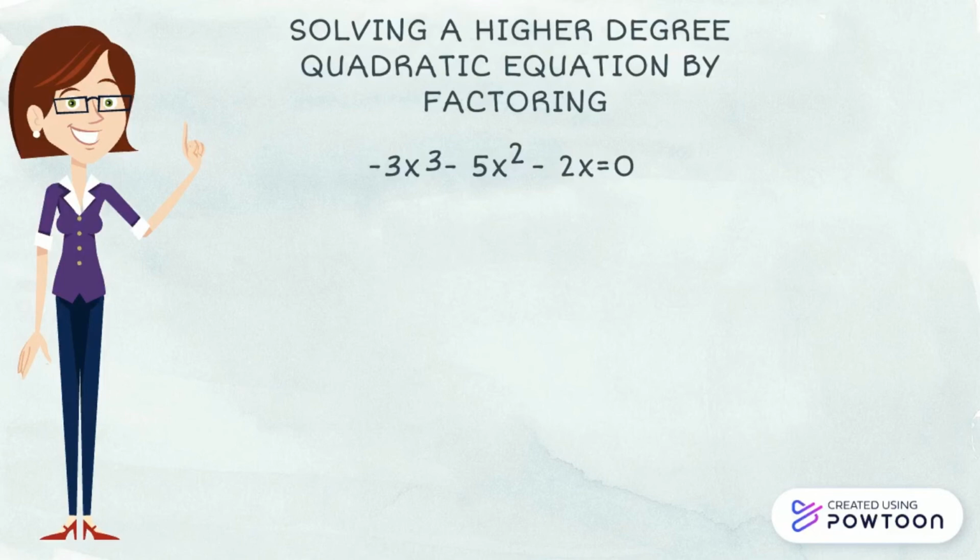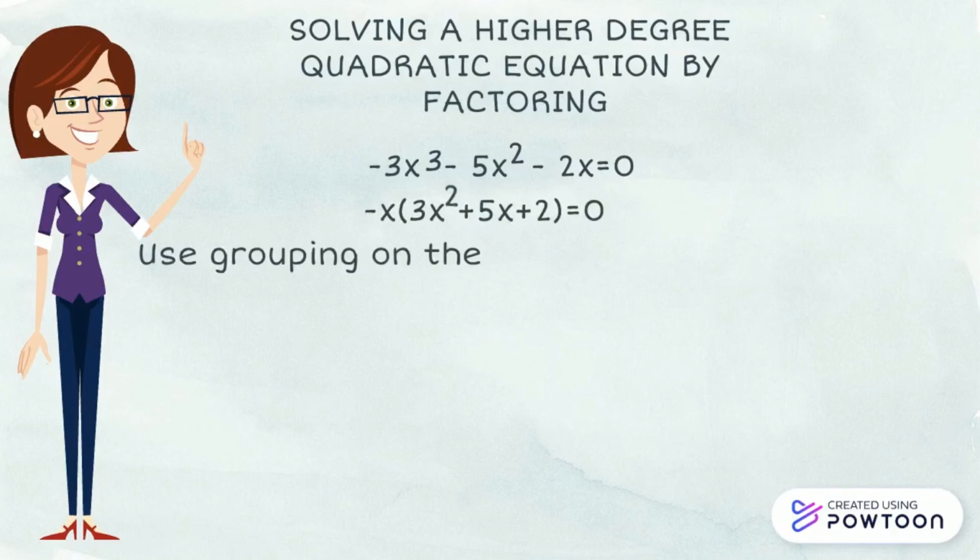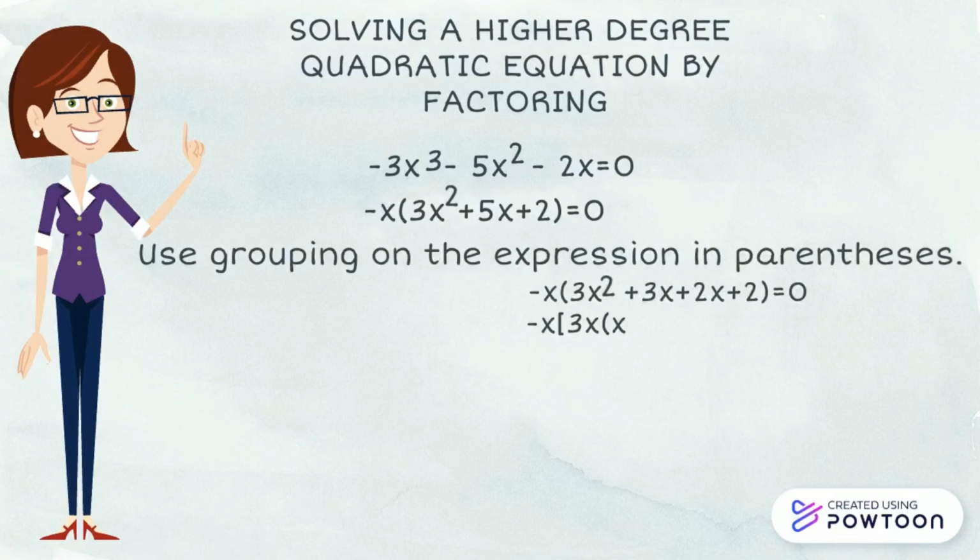Negative 3x cubed minus 5x squared minus 2x equals 0. Negative x times 3x squared plus 5x plus 2 equals 0. Use grouping on the expression in parentheses. Negative x times 3x squared plus 3x plus 2x plus 2 equals 0. And then negative x times 3x times x plus 1 plus 2 times x plus 1 equals 0. And then the result is negative x times 3x plus 2 times x plus 1 equals 0.